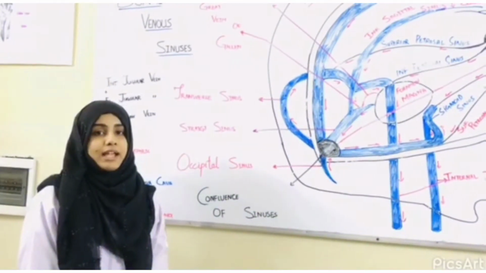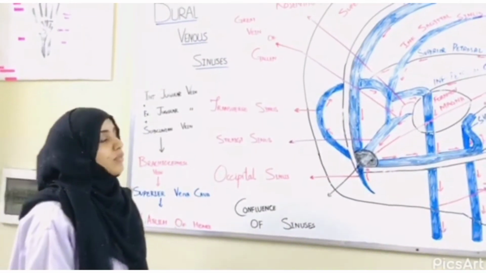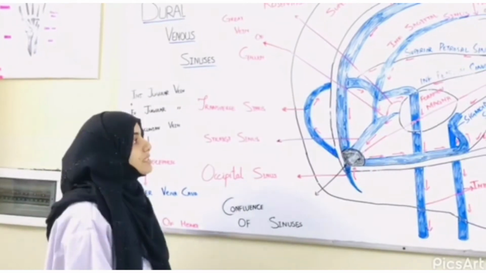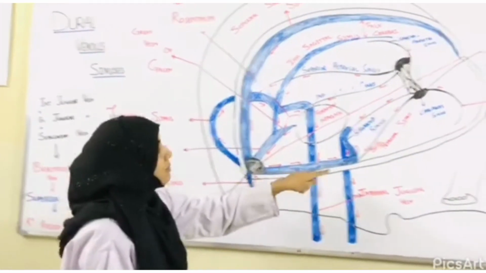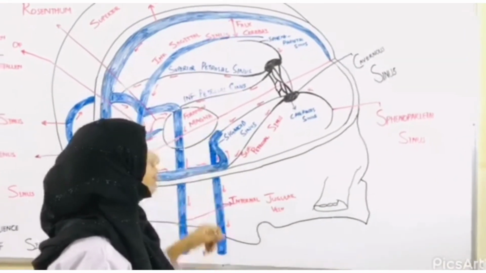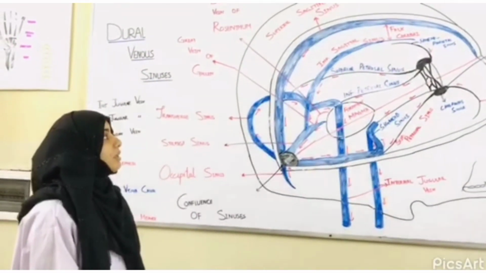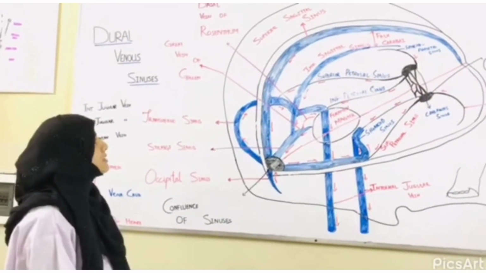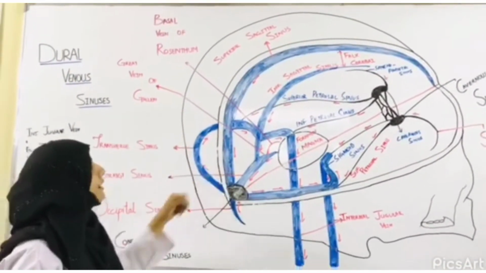arachnoid villi and granulations. These dural venous sinuses consist of a few paired and a few unpaired venous sinuses. Paired sinuses include the transverse sinus, sigmoid sinus, cavernous sinus, superior and inferior petrosal sinuses, and sphenoparietal sinuses. The unpaired dural venous sinuses include the superior sagittal sinus, inferior sagittal sinus, and straight sinus.